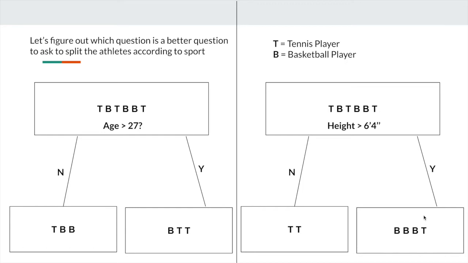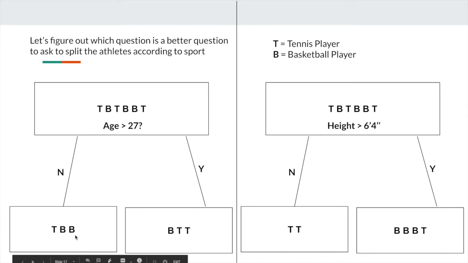When we're judging how good a question is, just looking at this, we can see that this is the better question. At least here, we have the most pure possible node, where we have two tennis players and no basketball players. And here we're very close to being perfectly pure, except for this one tennis player, but we almost perfectly differentiate the players into different categories, like tennis player, basketball player.